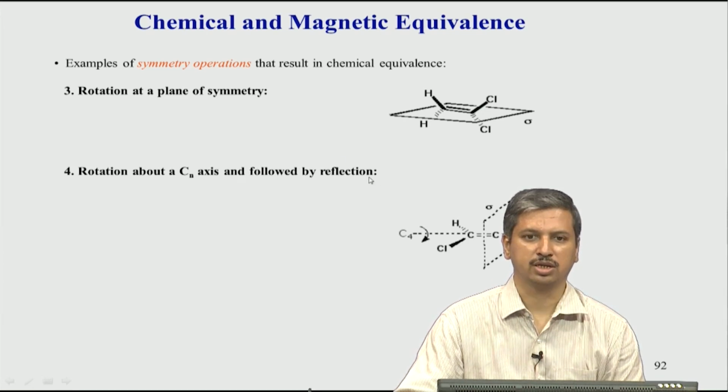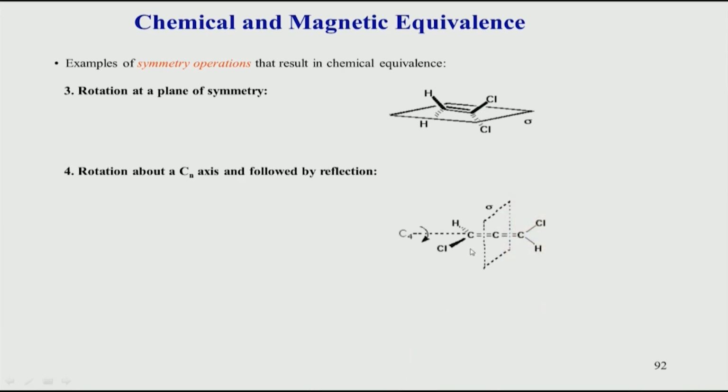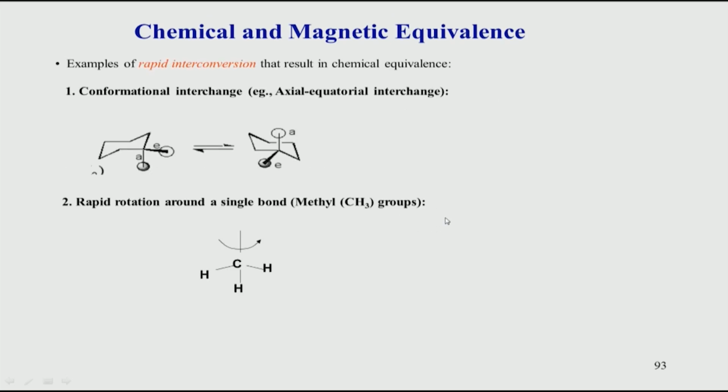You can look at another example here. Again, we can see there is an axis of symmetry, this dotted line shown here. So, you can see that I can convert this hydrogen to this hydrogen by inversion symmetry, similar to what we did in the previous slide. So, again these two hydrogen atoms will be equivalent to each other. We can look at some more examples.